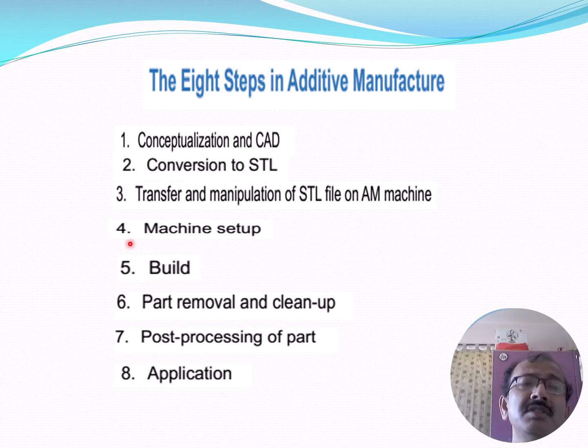Next, the machine setup is required, and after that, the product will be built, followed by part removal and cleanup. After producing the product, it will be removed from the machine setup. Then comes post processing. If there is any requirement for removal of sticky material or polishing, that is called post processing. That is the seventh operation. Finally, that is the application, that is, it is ready for use.